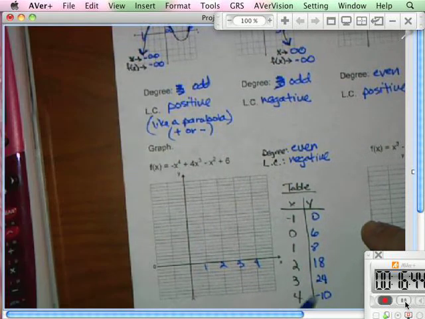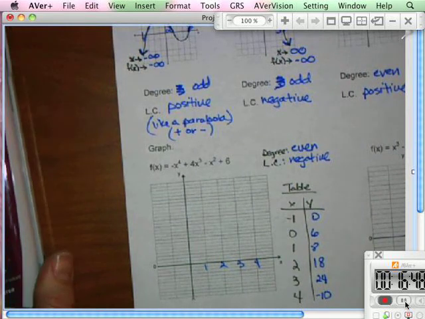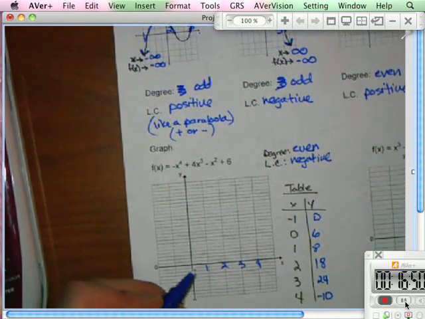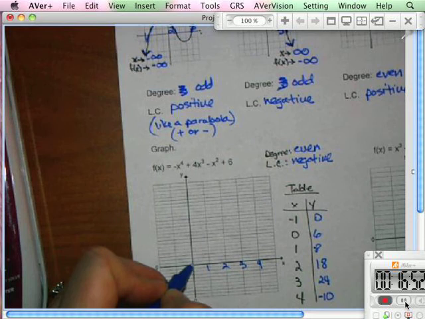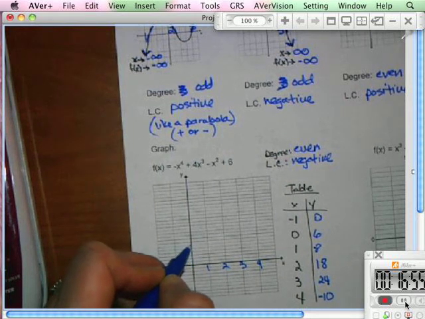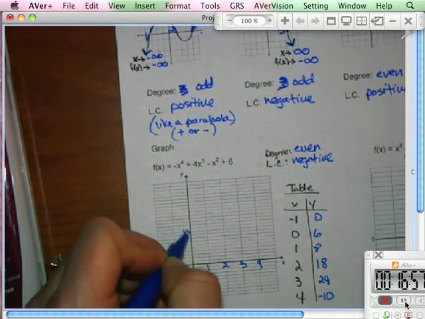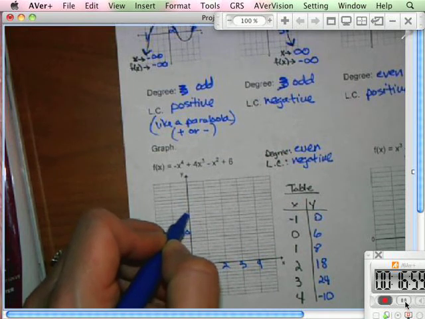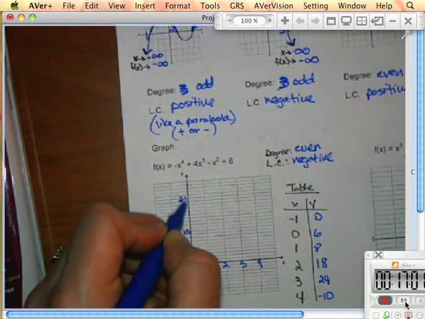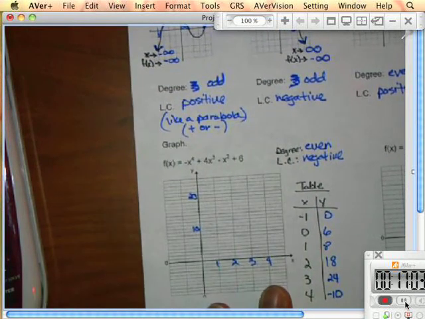So I know for my particular graph I need to go up at least to 24 on the y-axis. So I'm just going to go up by tens here, or by ones. 1, 2, 3, 4, 5, 6, 7, 8, 9, 10. That's 20. And then you just plot the points, and that's all you do.